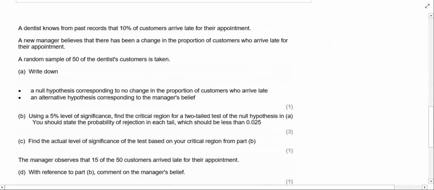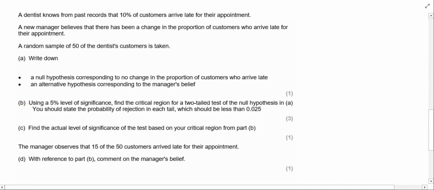And there you have it. Right, let's have a look at this question. So now we're talking about a dentist. From past records, 10% arrive late. So I've got a probability of 10%, 0.1. Even after that first line, I know it's a binomial distribution because it's the number of people that are late. And here we go, the magic words, change in proportion, change in the probability, same language. We've got a sample of 50.